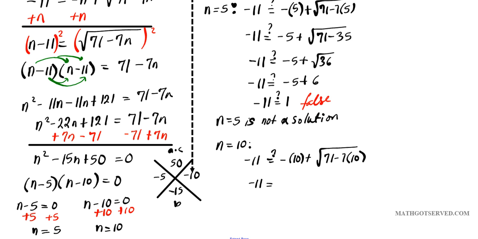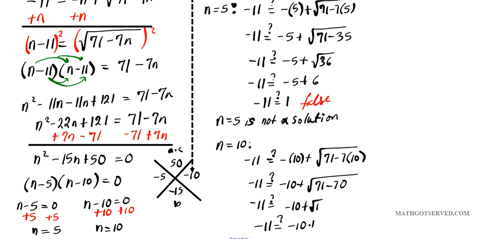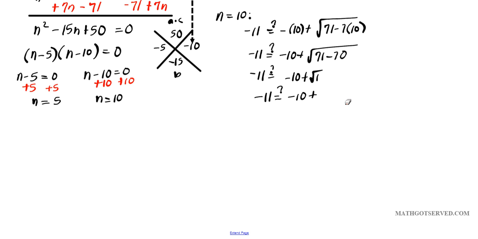So is negative 11, let's simplify, is it equal to negative 10 plus the square root of 71 minus 70? Is negative 11 equal to negative 10 plus the square root of 1? Is negative 11 equal to negative 10 plus 1? Is negative 11 equal to negative 9? That is false. Okay, so n equals 10 is not a solution also.